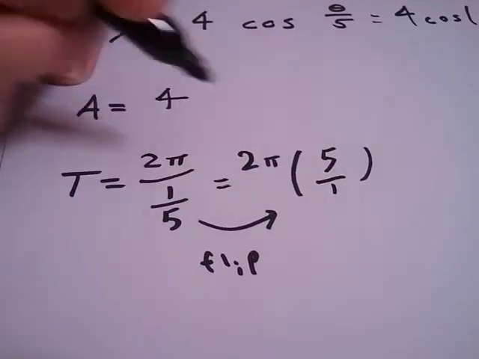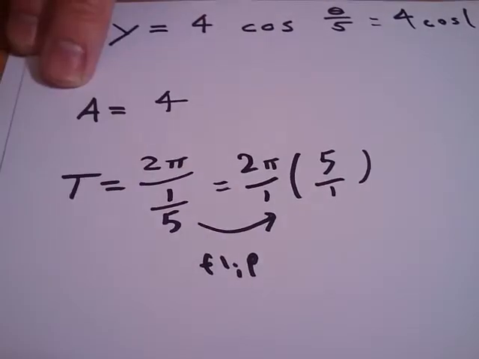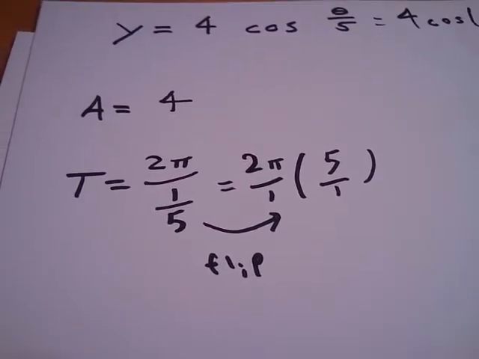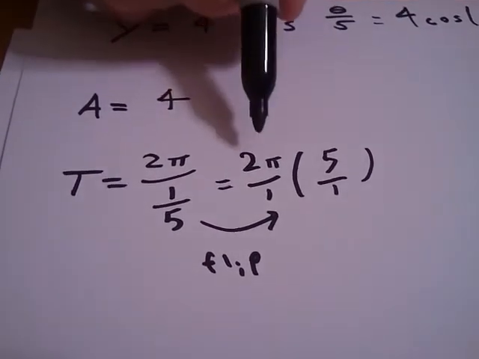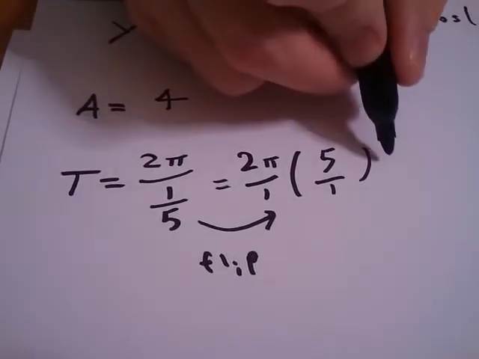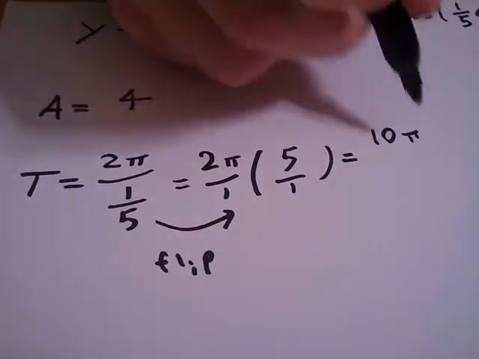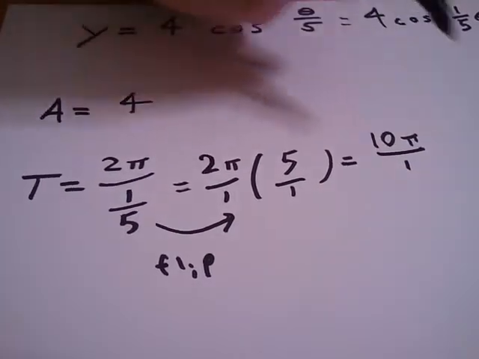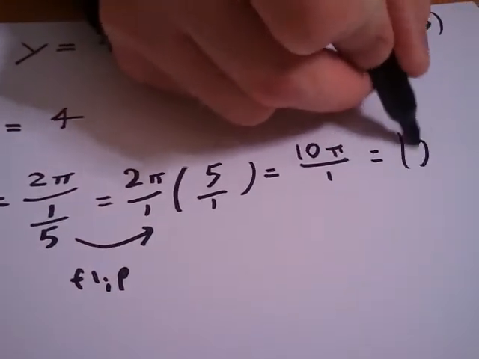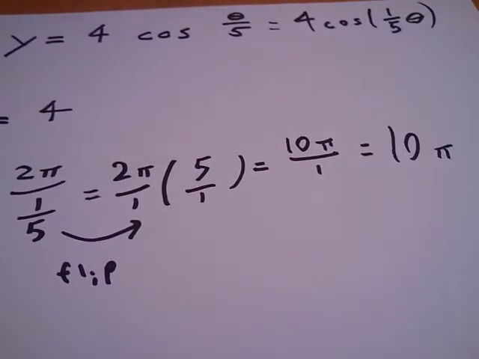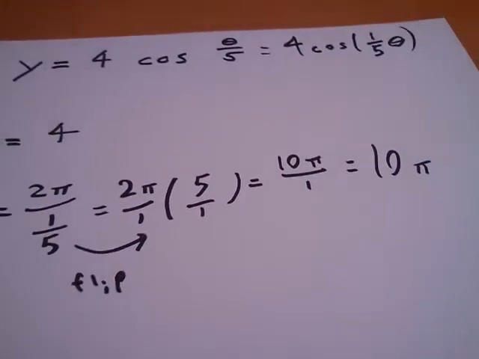And put the 1 on the bottom. We've got a 1 underneath here because any integer is over 1. And we multiply straight across. 2 pi times 5 gives us 10 pi. And everything is over 1. And this just becomes 10 pi. That's it. So our period for this equation is going to be 10 pi.